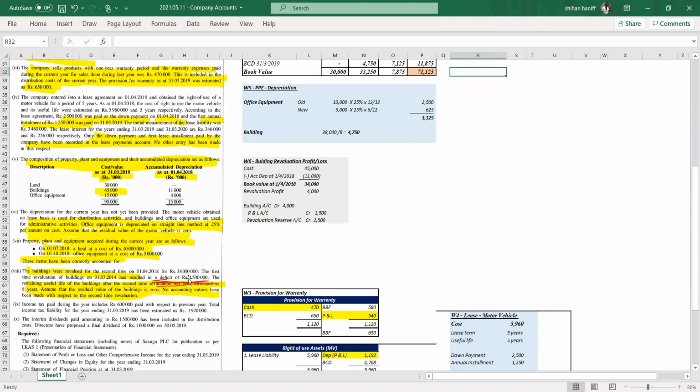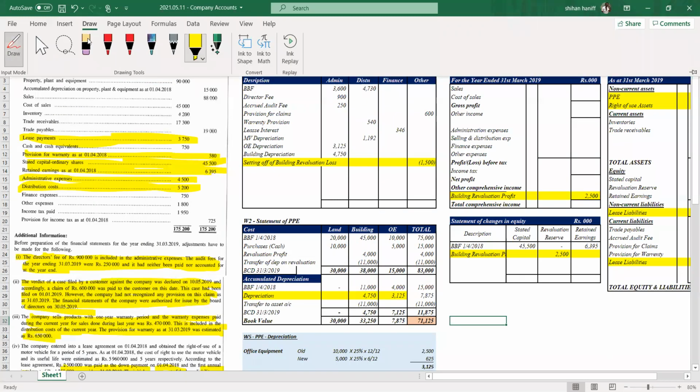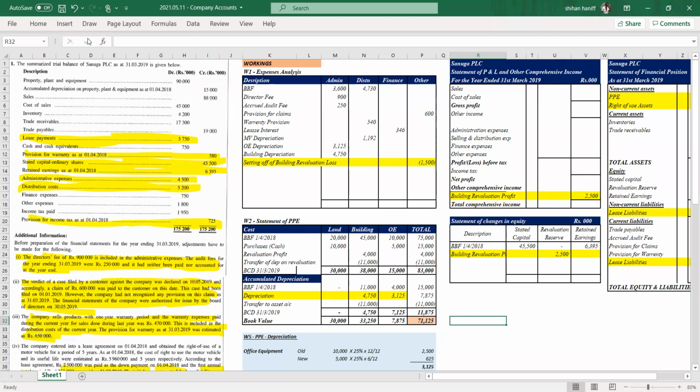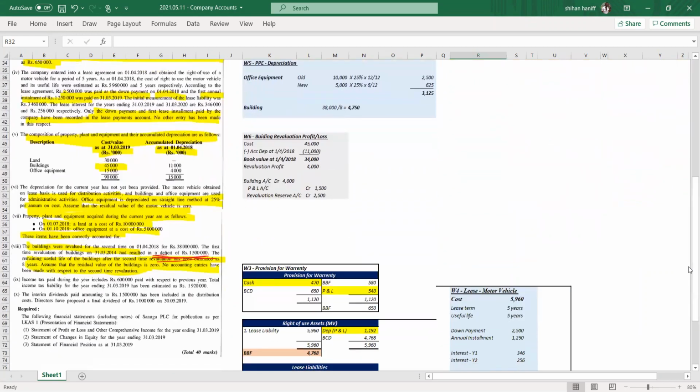Income tax. What do you have for income tax? Provision for income tax is 725. Income tax 1,950 paid. Right. And additional information is income tax paid during the year includes 600,000 paid with respect to previous year. So previous year actual amount is 600. Income tax for the current year estimated as 1,920.